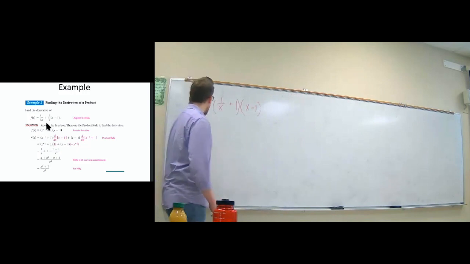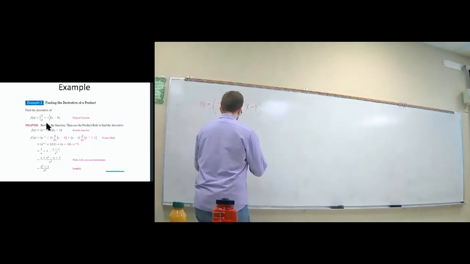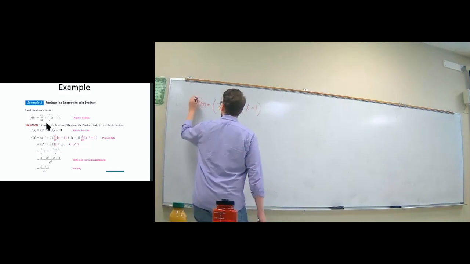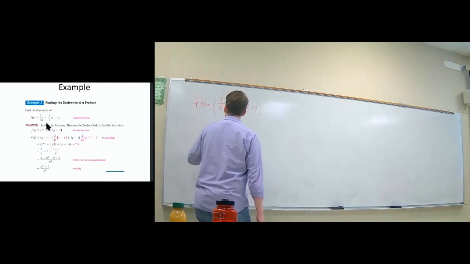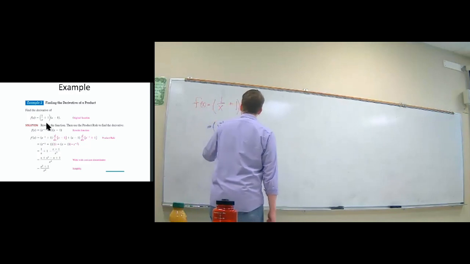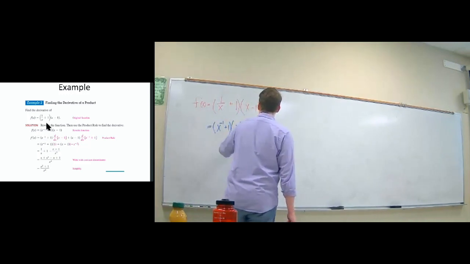I'm going to go ahead and rewrite this. Wait, this is capital F. No, they used F, so we'll use F. Go ahead and rewrite this in terms of powers. So this is x to the negative first plus 1, that quantity times x to the first minus 1.